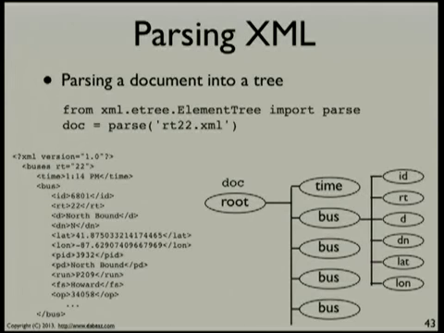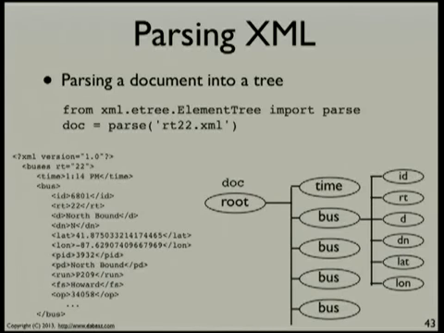Now, in order to do this, a couple things I have to have you do. I have to basically have you parse some XML. To do that, there's this library, ElementTree, that you can use. So you say from xml.etree.ElementTree import parse. You point it at an XML document. You just say parse it.